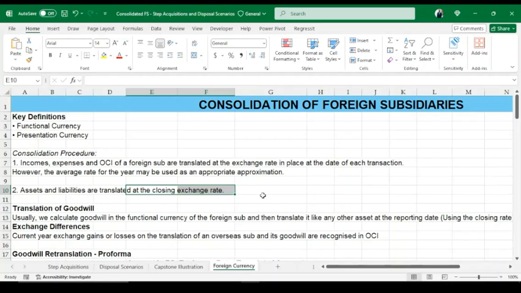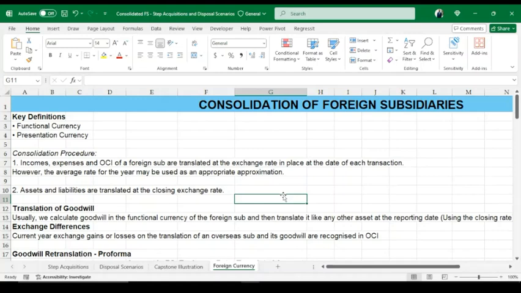So IAS 21, I want to touch on this before we continue. IAS 21 also states that we have certain items called monetary items that have to be retranslated. And then we also have non-monetary items which are not retranslated. The examples of monetary items include cash, receivables, payables, loan notes, and all that. They are the monetary items.